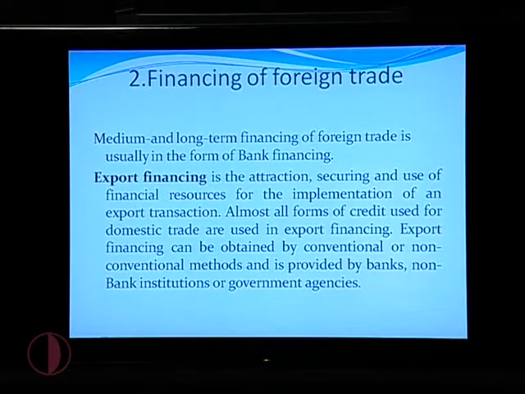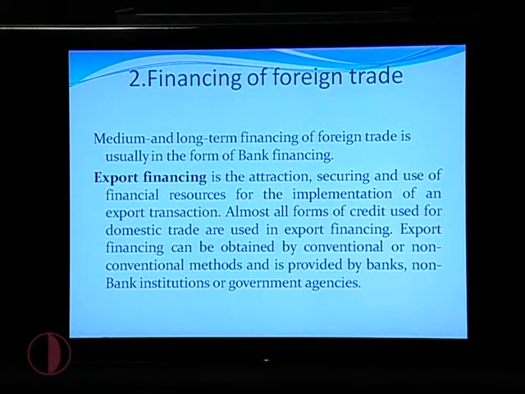Question number 2 is financing of foreign trade. Medium and long-term financing of foreign trade is usually in the form of bank financing. First one is export financing, which is the attraction, securing and use of financial resources for the implementation of an export transaction. Almost all forms of credit used for domestic trade are used in export financing.